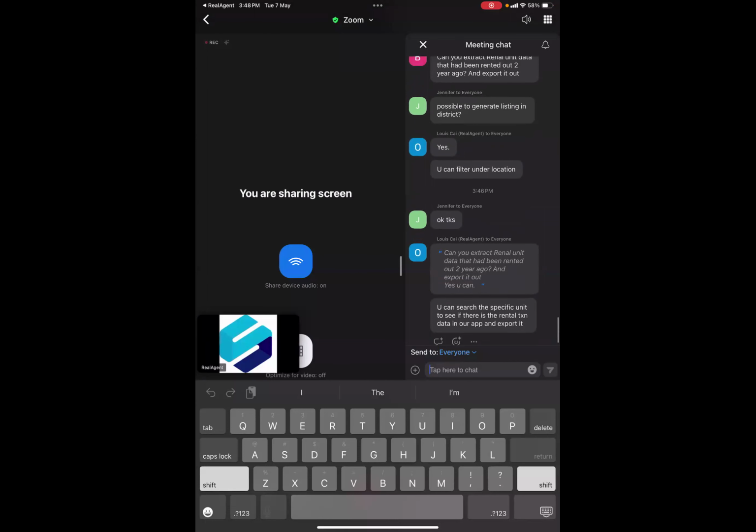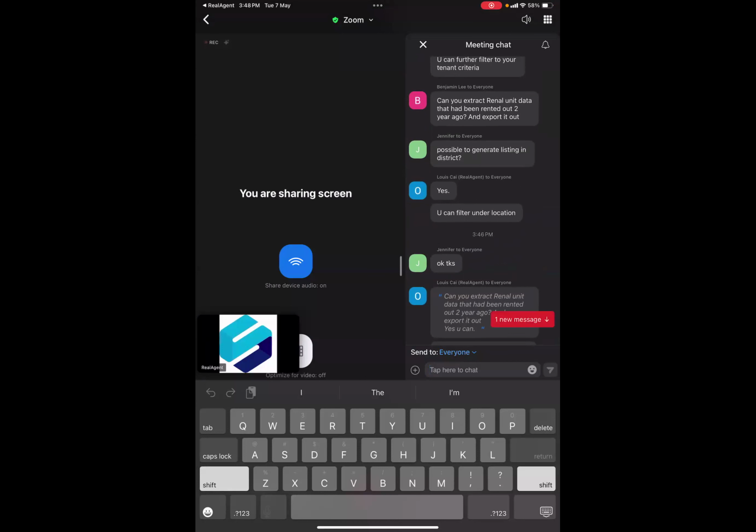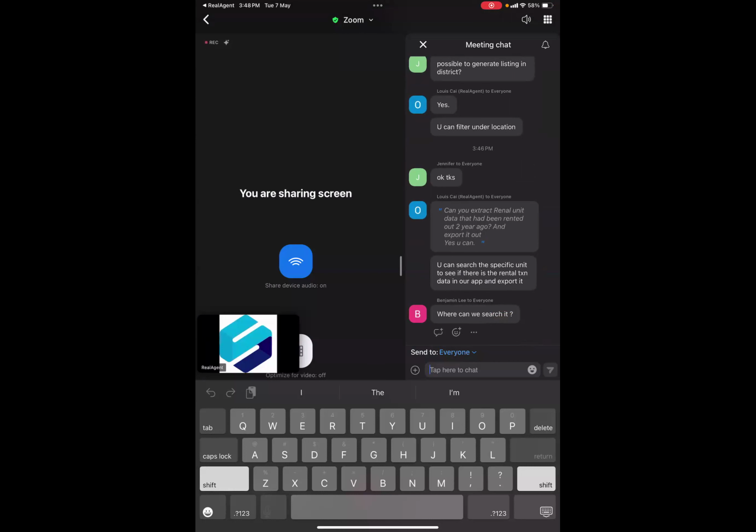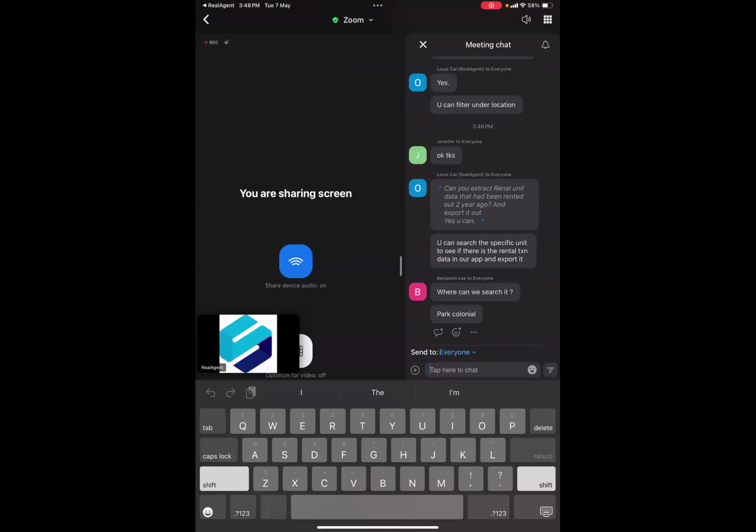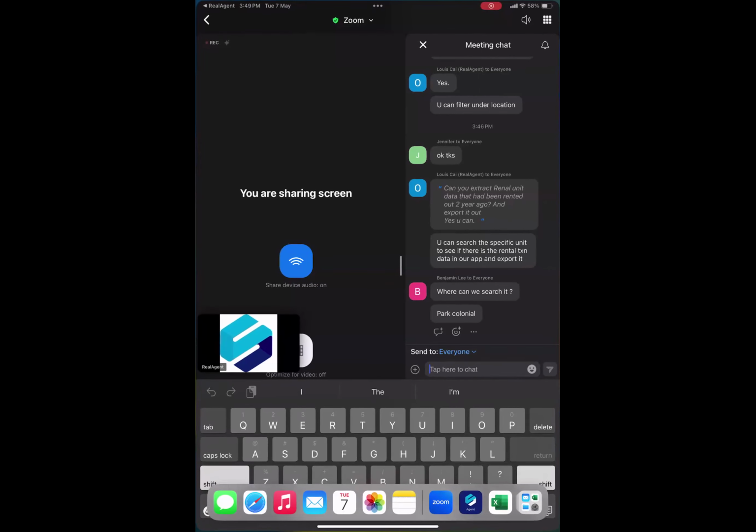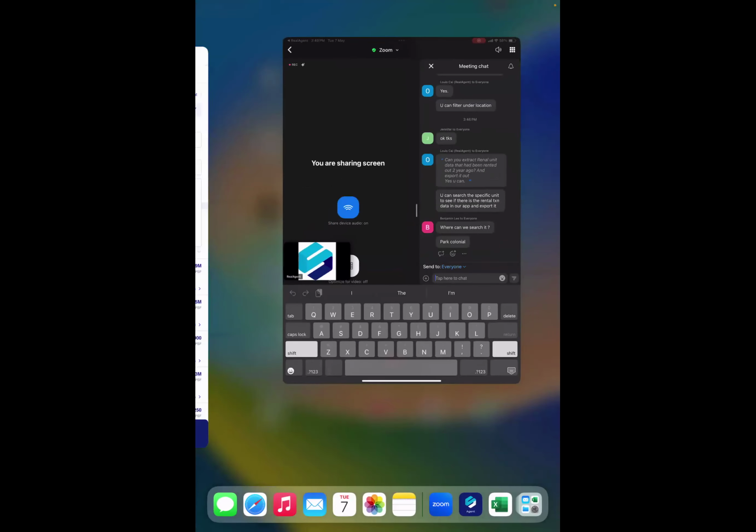Can you extract rental unit data that's been rented out 2 years ago and export? Can. Okay, Benjamin, you got any project in mind? I show you an example. Basically, you want to ask the tenant if they want to shift to a new location, or ask the landlord, I can help you rent out. Basically, 2 years ago, can. So let's say you want to do Park Colonial 2 years ago rental transactions, right?